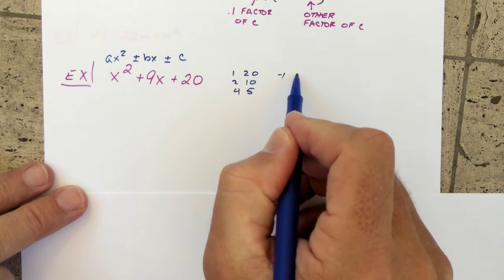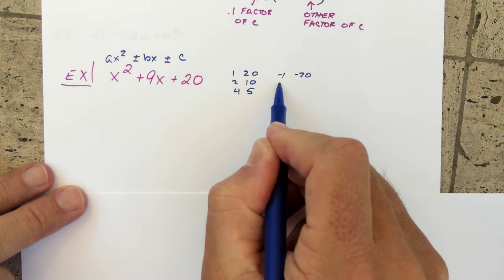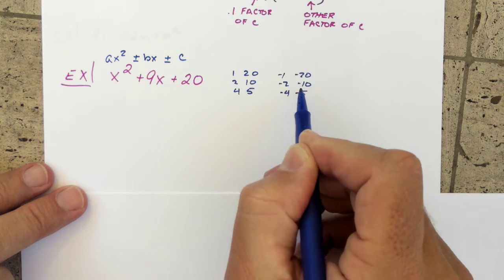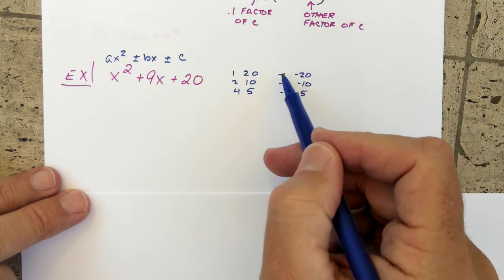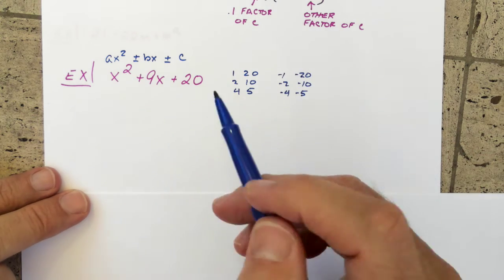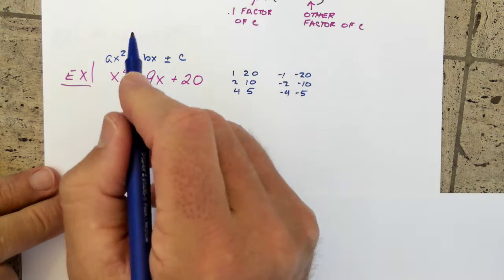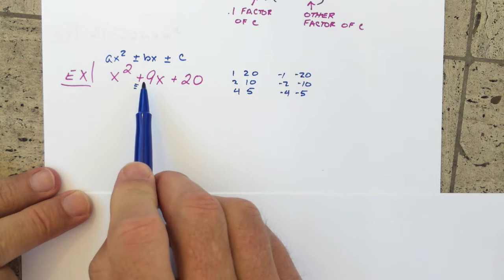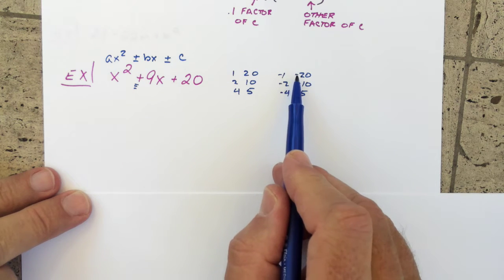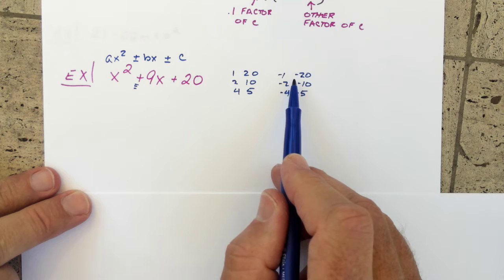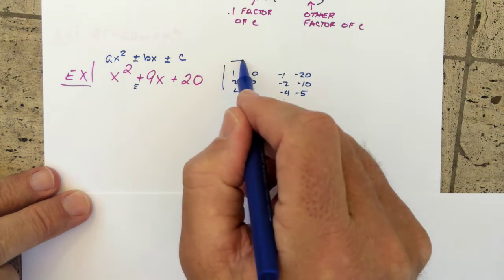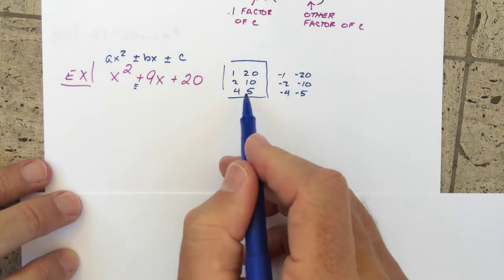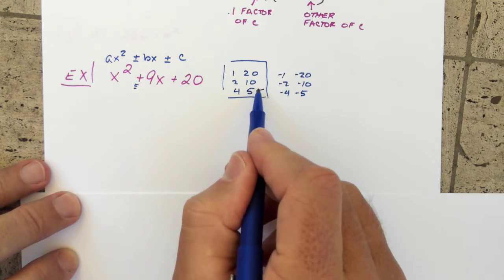Could a -1 times a -20 work? -2 times a -10 work? And -4 times a -5 work? The answer is yes. Those multiplied together give you 20. Then how do I know which ones to use? This sign right here. They have to add up to be a positive 9. When I add two negatives together, I'm not getting a positive number. So we get to use this list. So in this list, which ones add up to be 9?